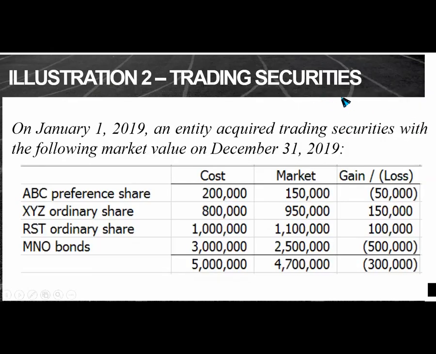Let us now proceed to illustration number 2. So still this pertains to a trading security. So what if on January 1, 2019, an entity acquired trading securities at the following market value on December 31, 2019? So you have here the cost of the investments or the trading securities. You have four trading securities, total cost of 5 million. Tapos pagdating ng December 31, ang kanyang market value, ang total ay naging 4.7 na lang. So there is a decrease of 300,000. So paano natin i-account yan?